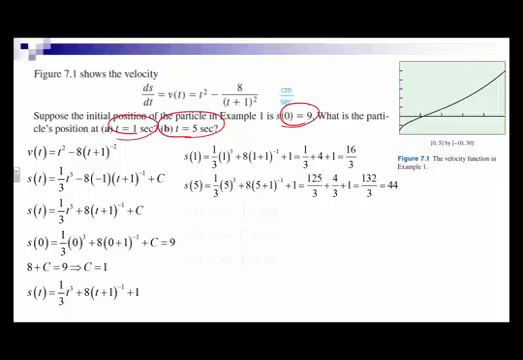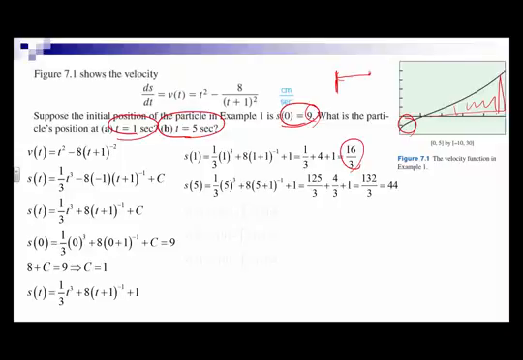Okay, now a couple of things to note here. Please note that 16/3 is less than 9, and that should be okay. 16/3, which is 5 1/3. Well, we started at position 9. We went backward because the particle was moving to the left, got to 16/3, and then over the course of this time, we get bigger than 9 because there's so much area under that curve. Area under that curve, that's an important thing to note.